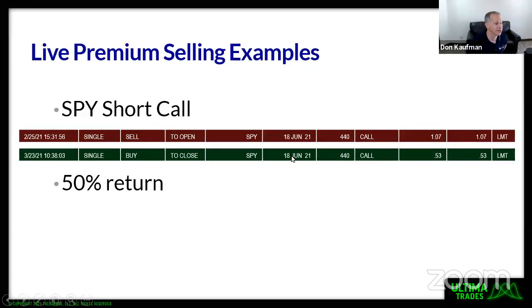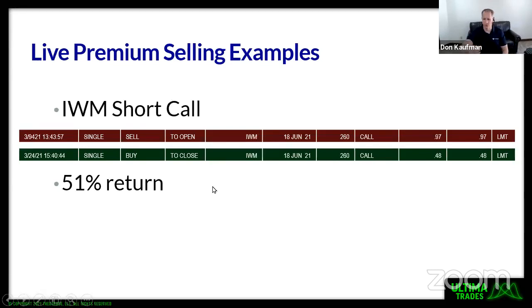Shh, don't tell anybody. Okay, so here's the SPY short call, 50% return, IWM short call, 53% return, bond short put. I'm just going back and forth, QQQ, spiders, IWM, okay, bonds, and it just returned, IWM short put, 50% return. Now we're actually getting a little bit more recent. As I said, I'll show you everything in the portfolio, IWM short put.